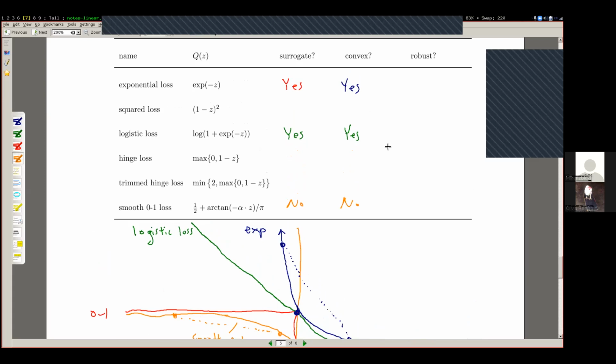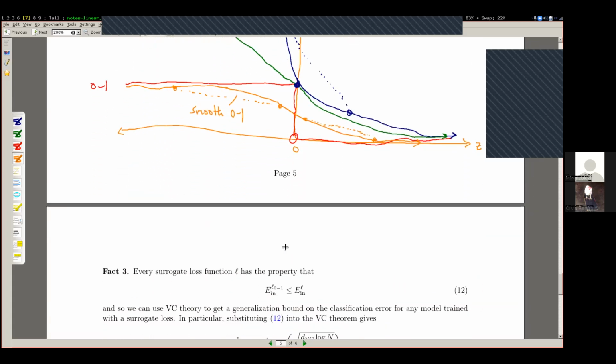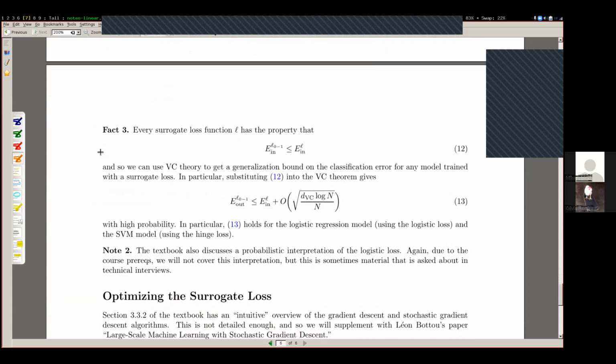Last, let's see. Before we talk about robustness, let's talk about surrogateness and convexity, and why we care about these 2 properties. First, why do we care about the surrogate property? The answer is this fact 3 right here. Every surrogate loss function has the property that our training loss, if we were to evaluate it with the 0-1 error, is going to be less than or equal to the training loss on whatever the surrogate loss function is.